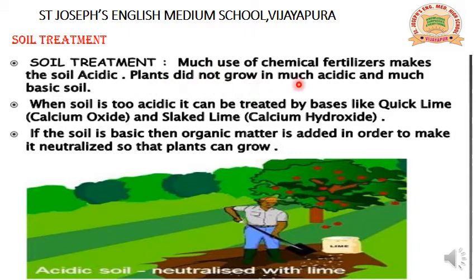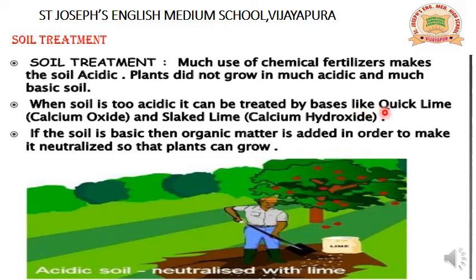Plants do not grow in very acidic or very basic soil. Soil should be neutral. Then only can we grow any type of plants in different types of soils, right? If it is acidic or basic, then plants will not grow. When soil is too acidic, it can be treated with bases. If it is acid, we have to add the base. If it is basic, we need to treat it with acid.